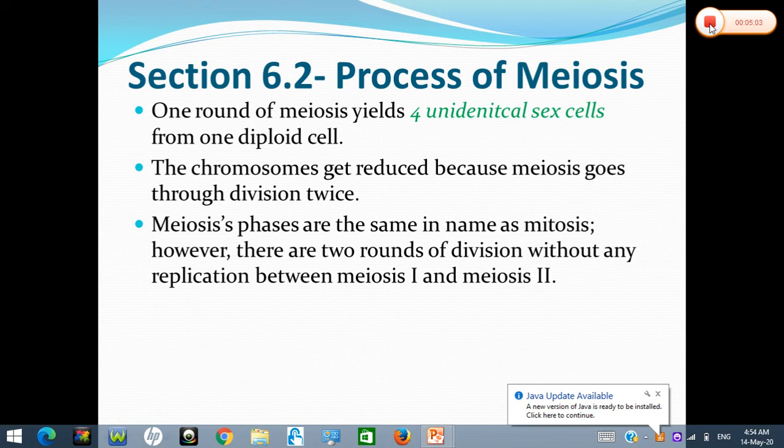All organisms that reproduce sexually, okay, take care of this point, must undergo meiosis division. Okay.